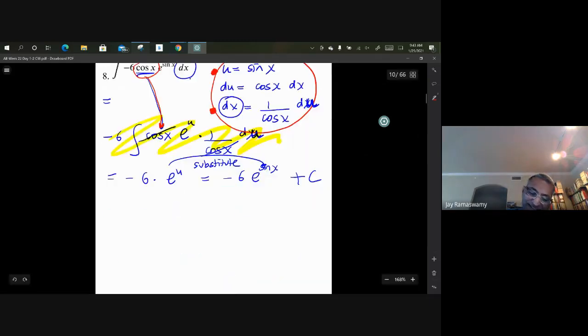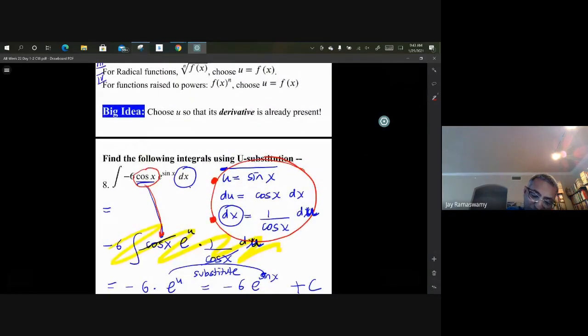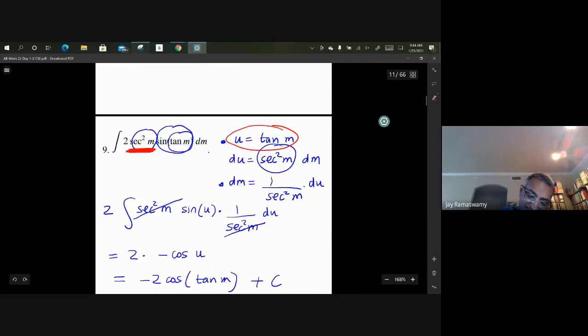Let me do another one. Go to the previous problem. What's the derivative of sine x? Cos x. Ooh, cos x is already present. Do you see that? It will always work itself out. So choose u so its derivative is already present with the dx. Okay, let's do more examples.